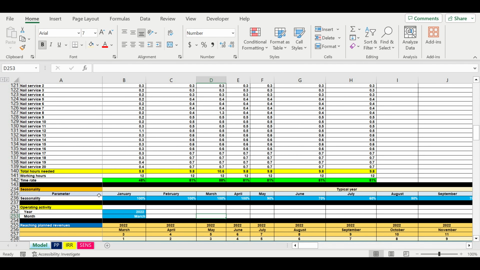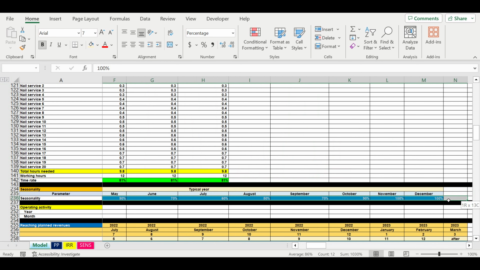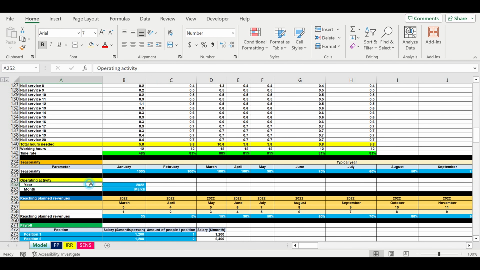Our project may not only have some typical week seasonality, but may also have typical year seasonality. You may have some decrease in revenues in summer months and increase in winter, for example. We can set up this seasonality in percentage format here. Then we need to specify the first month and year when we get the first revenues.